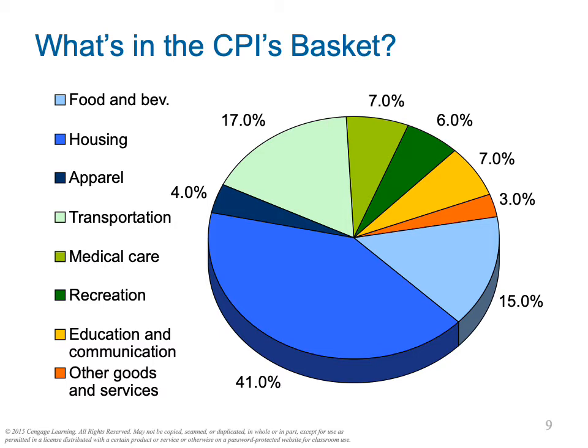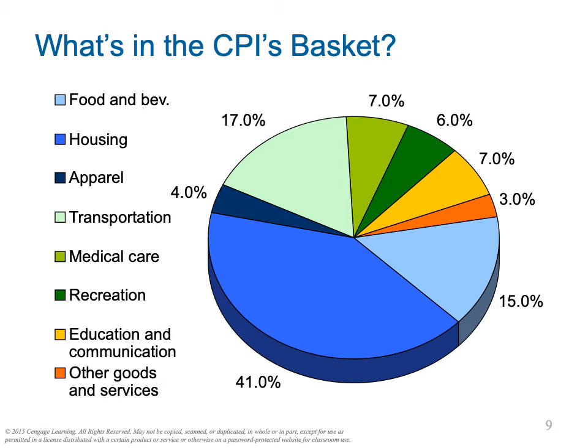All right, so what is in the CPI basket? Well, here is a breakdown of some categories of what's in CPI. Starting with the top, we see that 15% of the CPI consists of food and beverage, 41%, the biggest percent, accounts for housing. Let's see, that dark blue accounts for apparel.